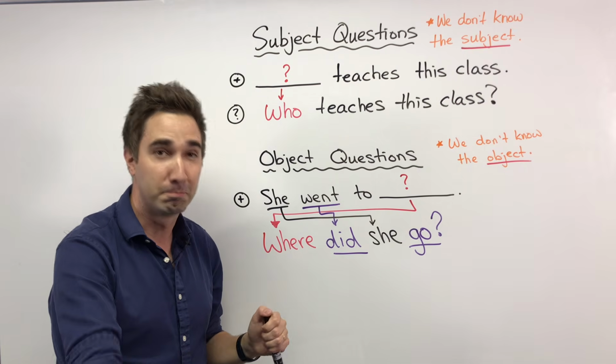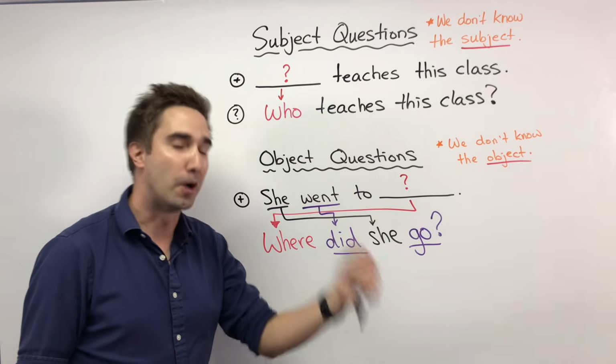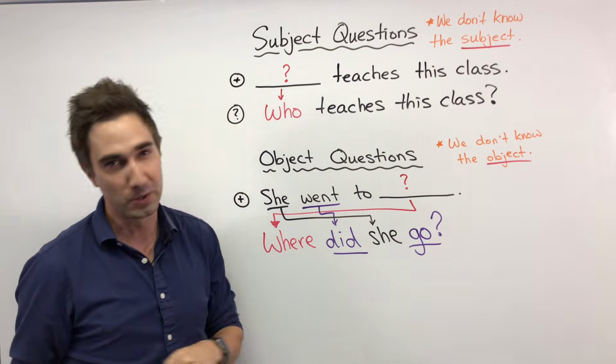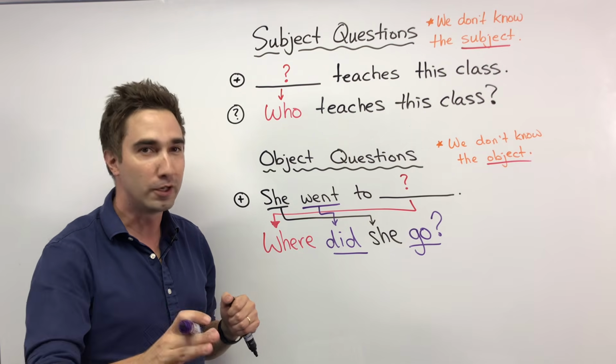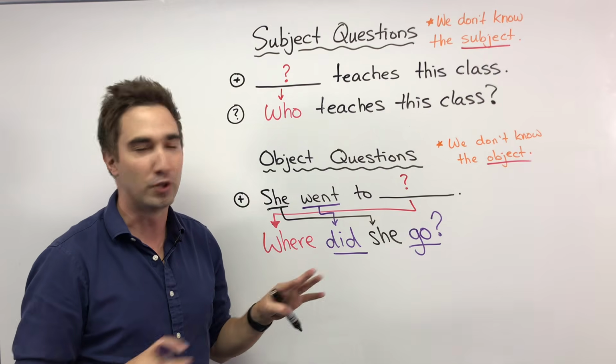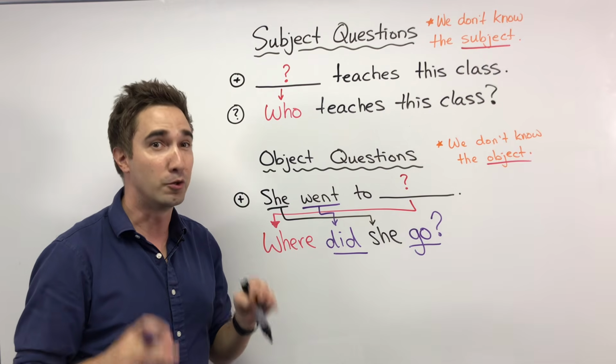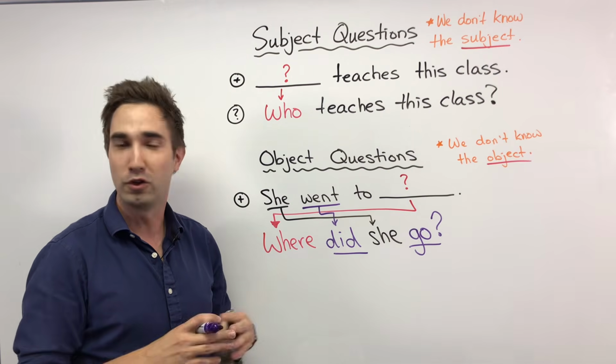What is your name? Where are you from? What did you do last weekend? These are all object questions. So don't worry, you know this. It's super easy.